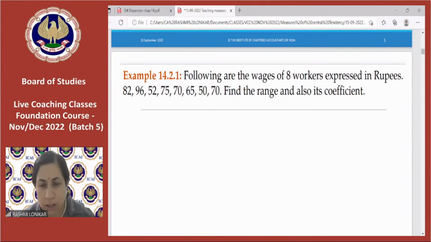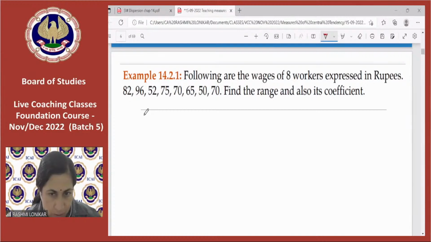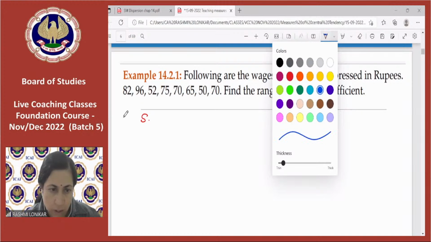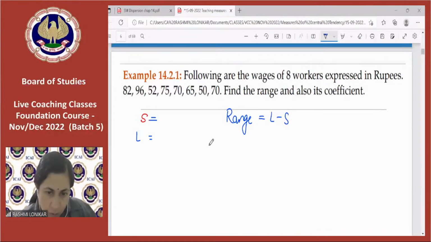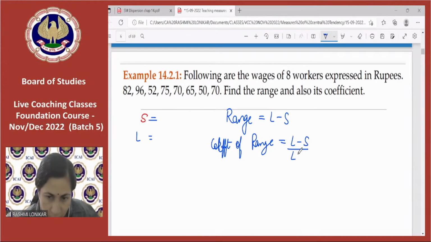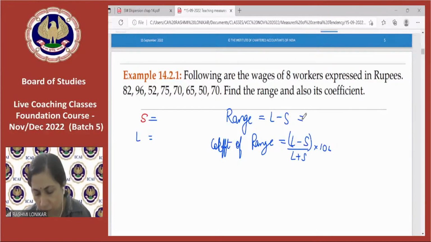Now, can you tell me the smallest number? So, can you tell me S is equal to how much? L is equal to how much? Then I will say range will be equal to L minus S, and coefficient of range is equal to L minus S upon L plus S into 100. Yes, L minus S, L is how much and S is how much?